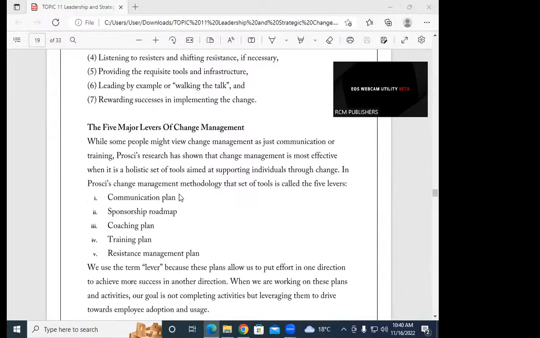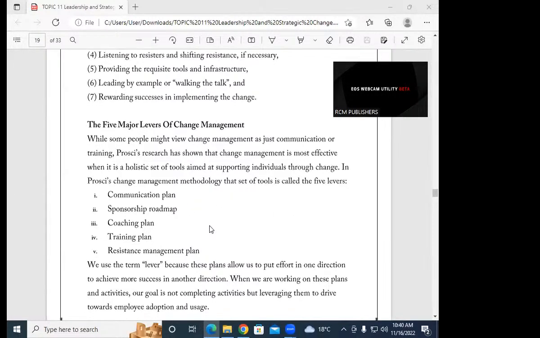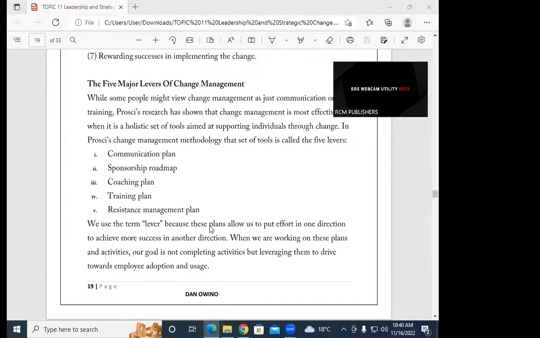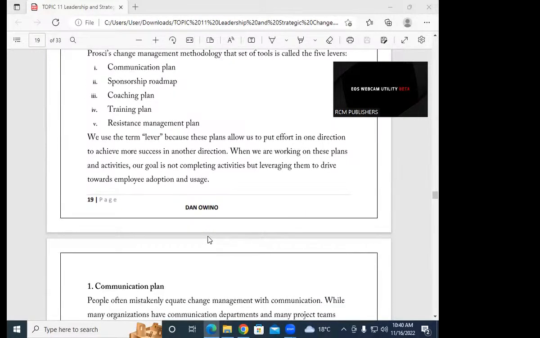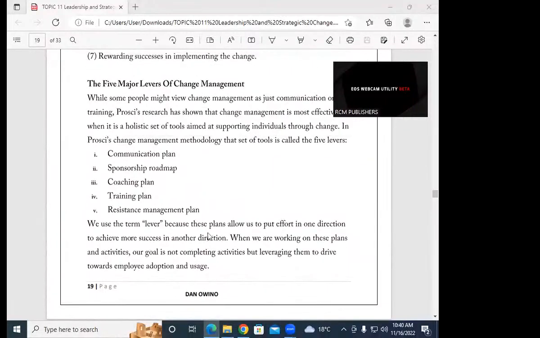Which techniques are you going to use to communicate? Which media are you going to use to make that communication effective? Number 2 is a sponsorship roadmap. There must be a clear guide on how the change process is going to be supported by the various key stakeholders.